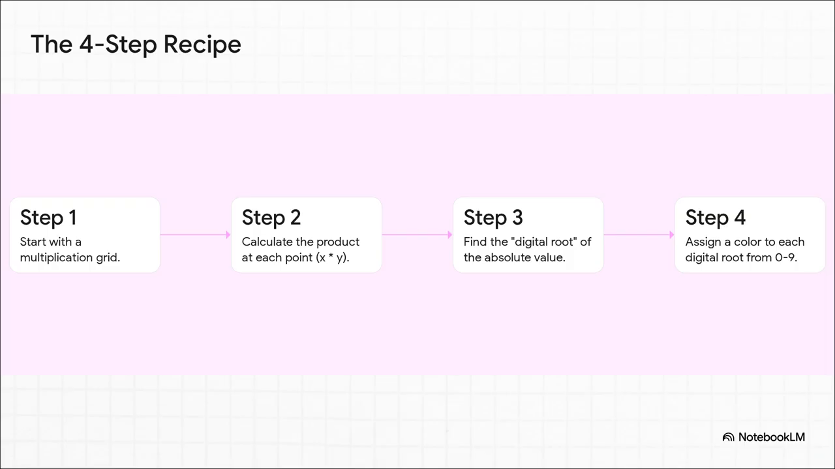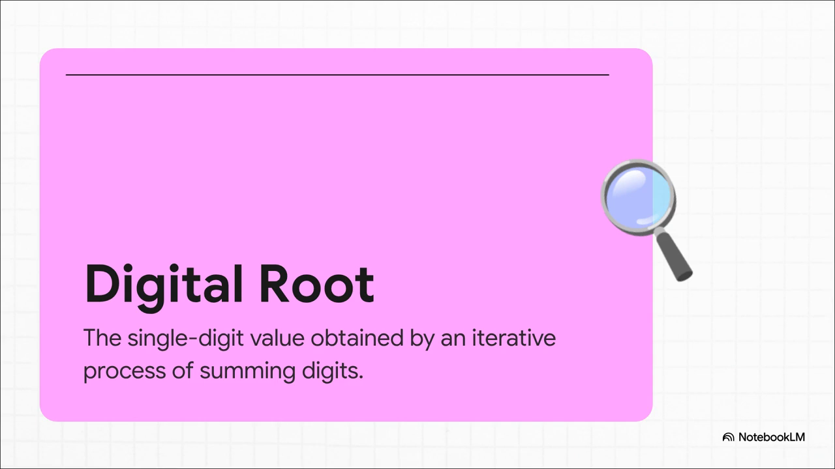So, what is a digital root? Okay, so the digital root is what you get when you just keep summing the digits of a number until you're down to one single digit. So, take 58. You add 5 plus 8, that gets you 13. Still 2 digits, right? So you do it again. 1 plus 3 equals 4. And there you have it. The digital root of 58 is 4. It's basically a way to boil any number, no matter how huge, down to its essential single-digit soul.